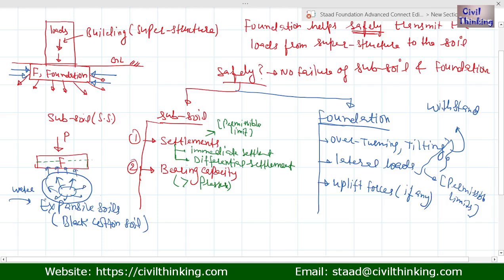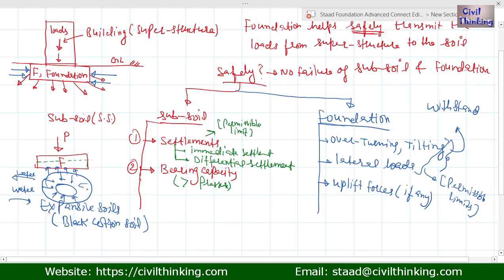So they will exert uplift forces. And if the water level drops, they will shrink. If the original volume was this, they will reduce to only this. Then there is a chance of settlement of the foundation. So if you are designing a foundation on expansive soils, you have to make sure the foundation can withstand the change in volume of the expansive soils.